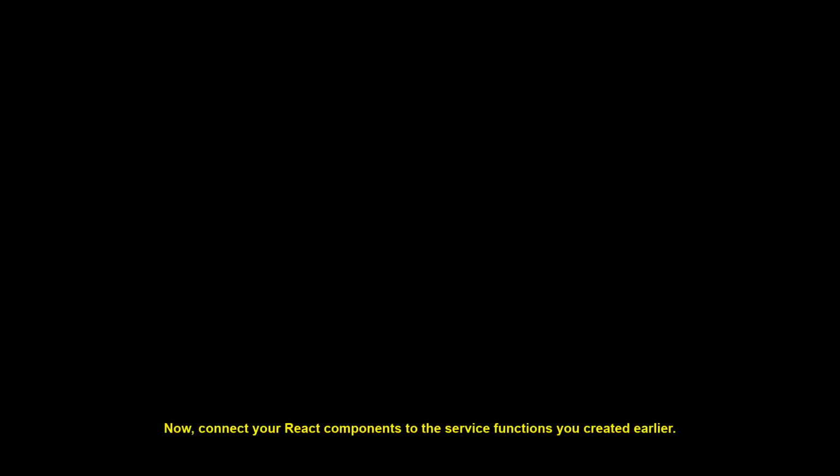Now, connect your React components to the service functions you created earlier. In your search component, create state variables to manage user input and search results. Use the useEffect hook to trigger search queries whenever the user types in the search box. Map the search results to display them in your UI, showing relevant information from each document.